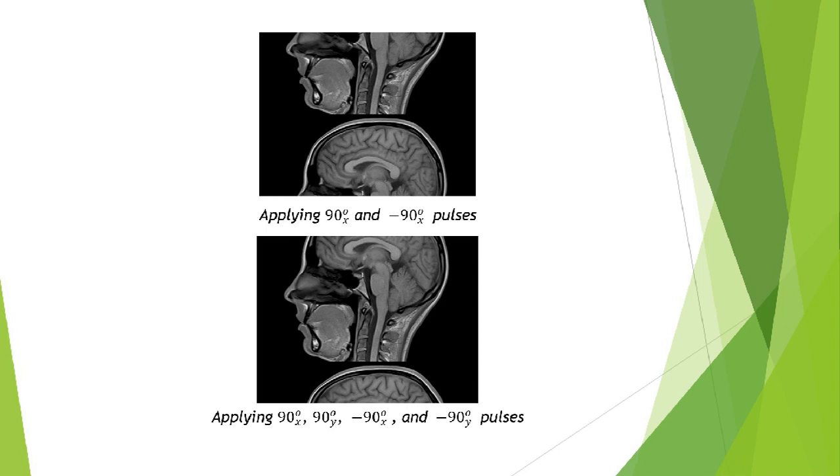As we can see, applying 90-degree X and -90-degree X pulse through the phasing codes is equivalent to convolving the original image with 2 impulses at the top and bottom of the image. The effect of applying 90-degree X, 90-degree Y, -90-degree X and -90-degree Y pulses are also depicted in the slide.